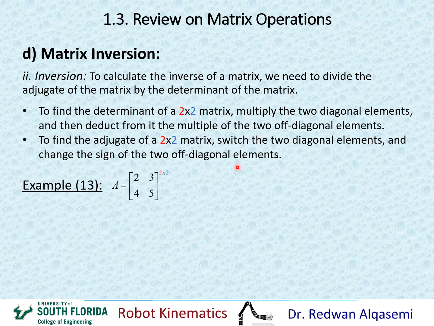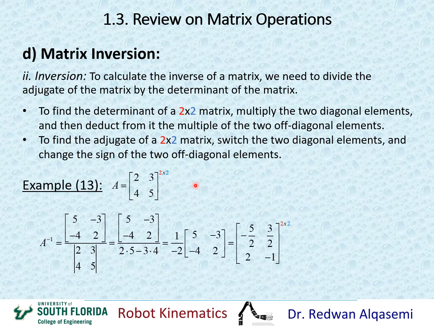All right, so let's take an example on this. If I have example 13, where A equals 2, 3, and 4, 5, which is a 2 by 2 matrix. Now to find the determinant first, you can see it here. The determinant is this element times this element, that's 2 times 5, minus 3 times 4.